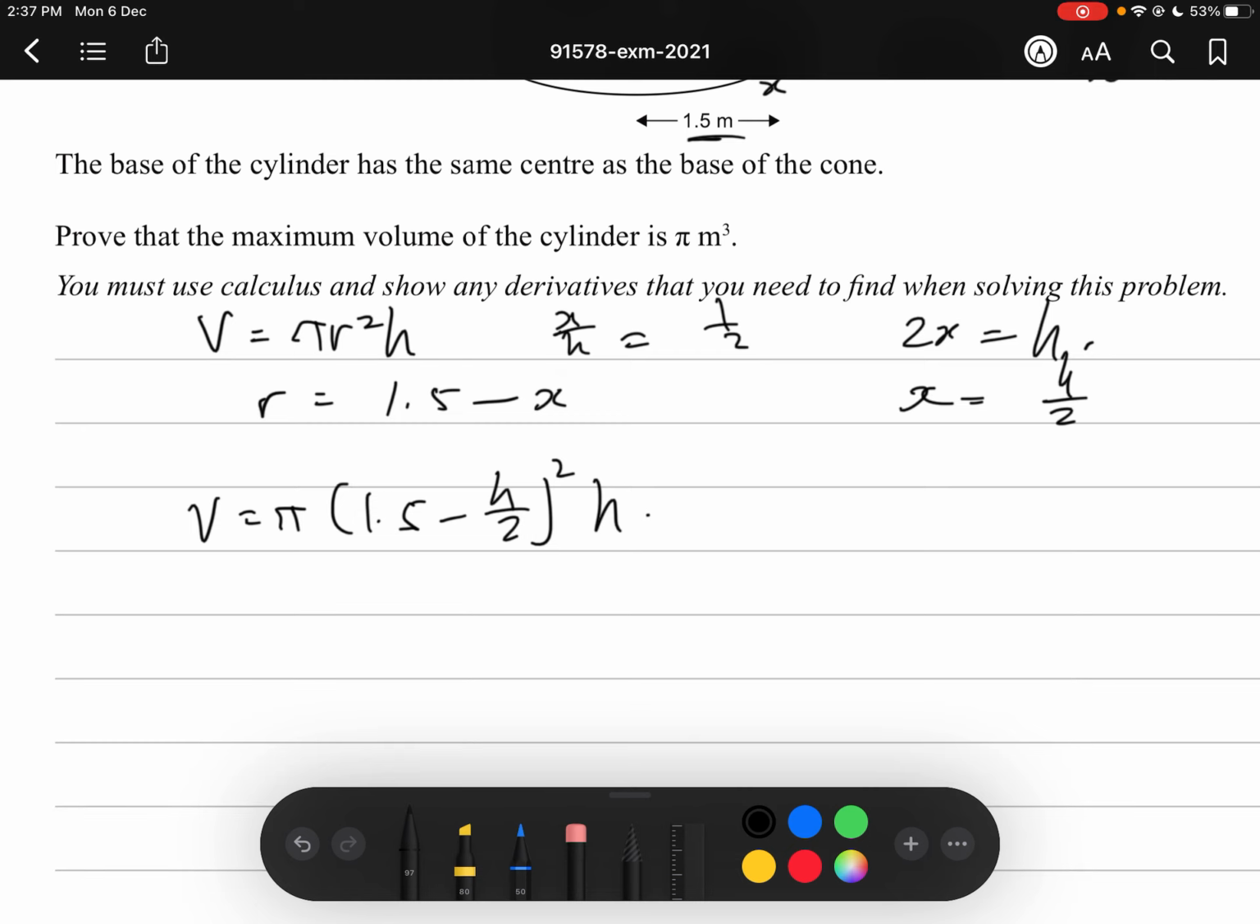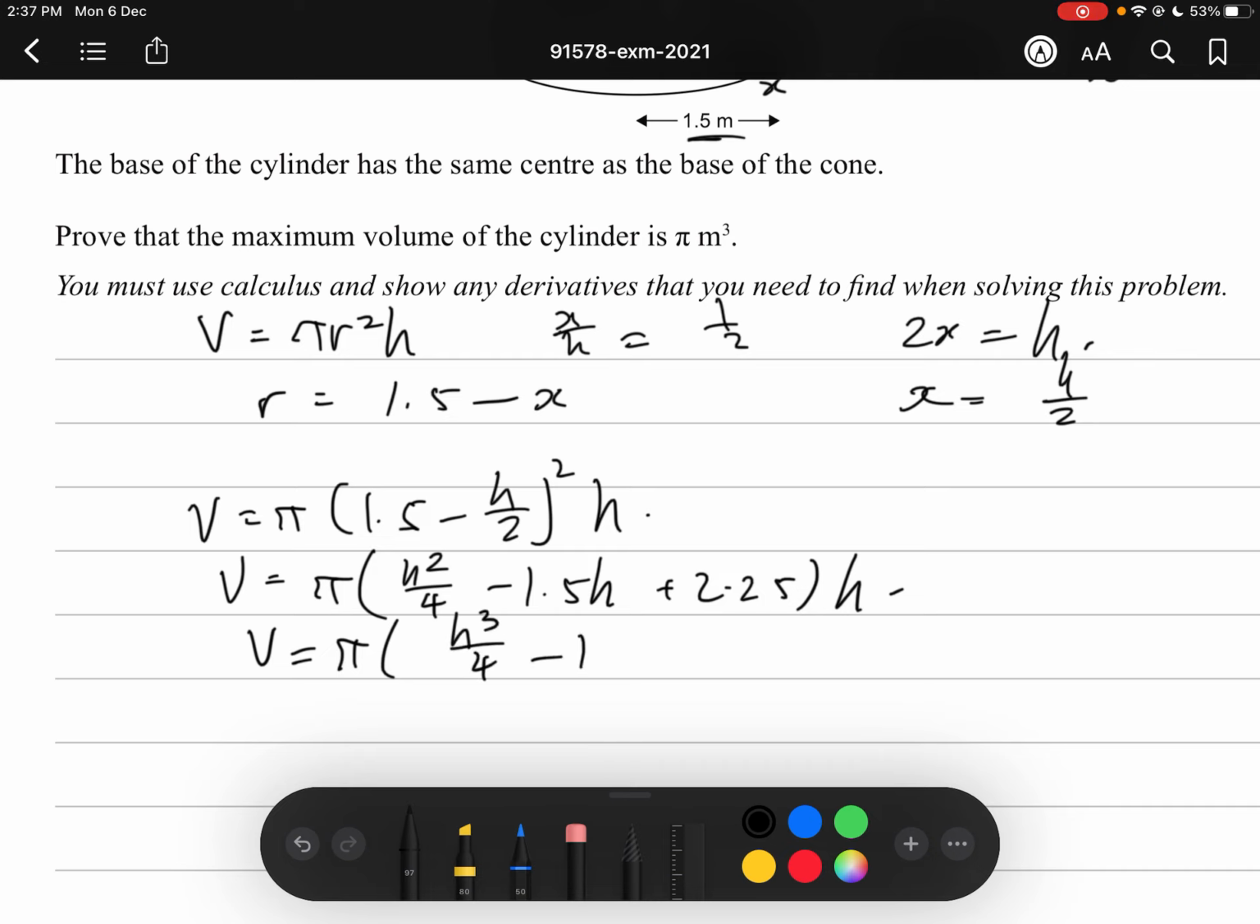So now we just need to simplify and differentiate with respect to h, make it equal to 0, and then we can find the h value and therefore the maximum volume. So we say that V equals pi times h squared over 4 minus 1.5h plus 2.25, all multiplied by h. And if we keep multiplying through, we'll see it's h cubed over 4 minus 1.5h squared plus 2.25h.